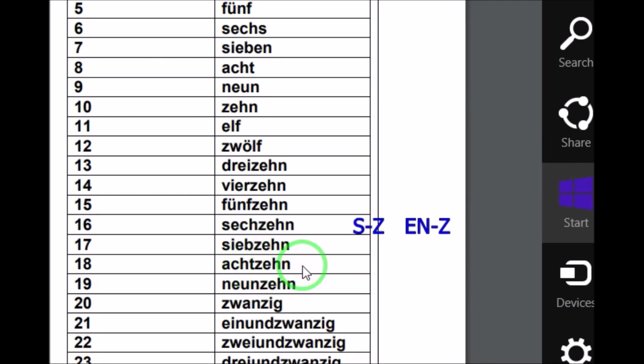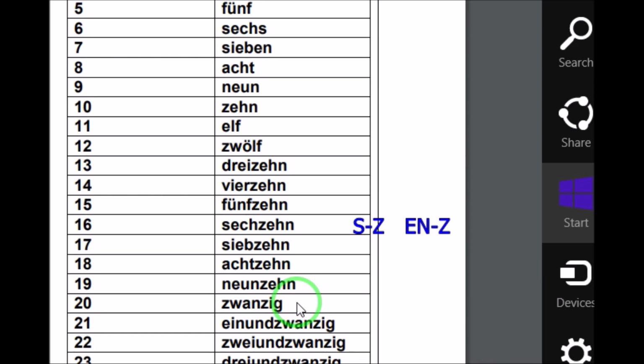18 is achtzehn. 19, neunzehn. 20, zwanzig. 21 is einundzwanzig.